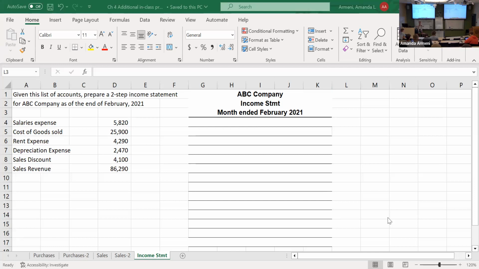And the heading should have 3 things. It should have the company's name, it should have what financial statement it is, and it should have a date of some sort or a time period that it's covering, okay? So the heading is already given to us. ABC Company income statement for the month ended February. Where do I start in my income statement? What account do we want to start with?